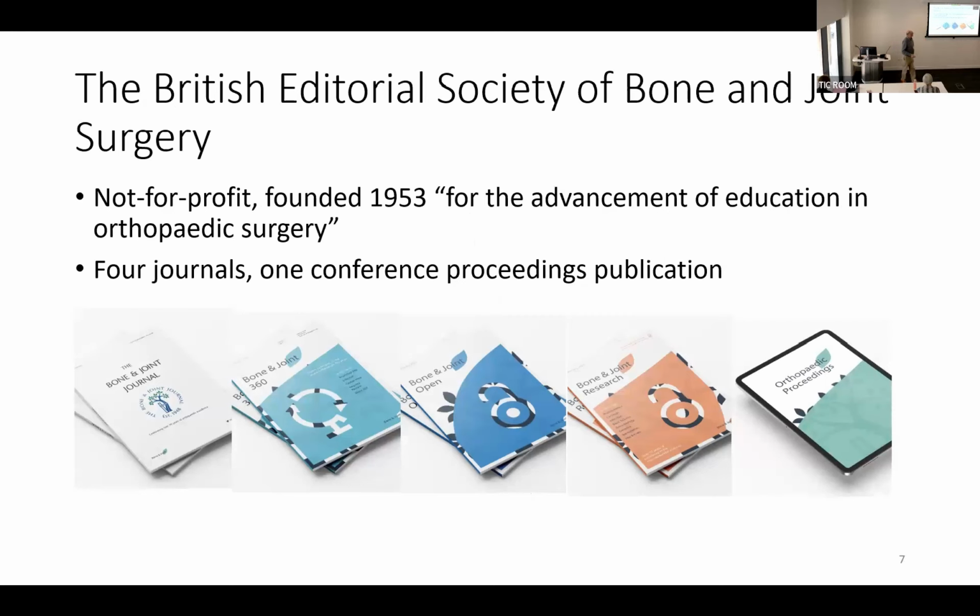So let's move on to a very small publisher, the British Editorial Society of Bone and Joint Surgery, wonderfully named, founded in 1953 for the advancement of education in orthopaedic surgery. This is a lovely society based in London. They have 4 journals and one conference proceedings paper. So a very, very small player in a relatively small subset of medical publishing.